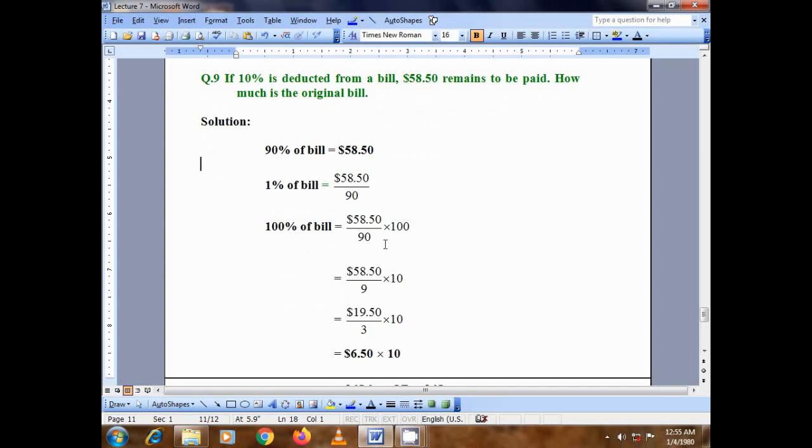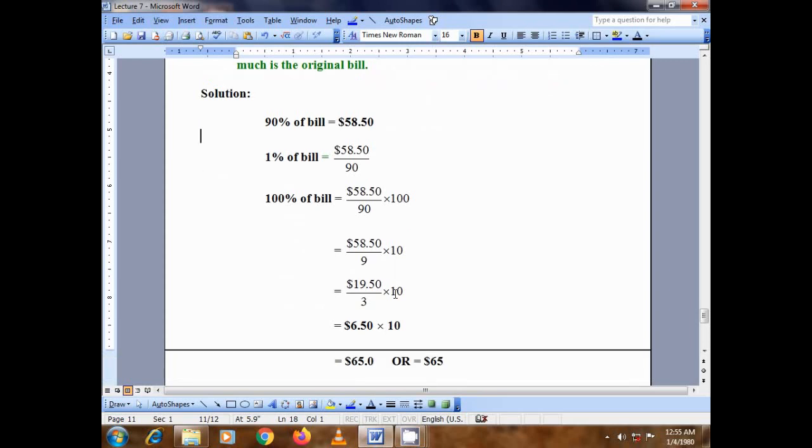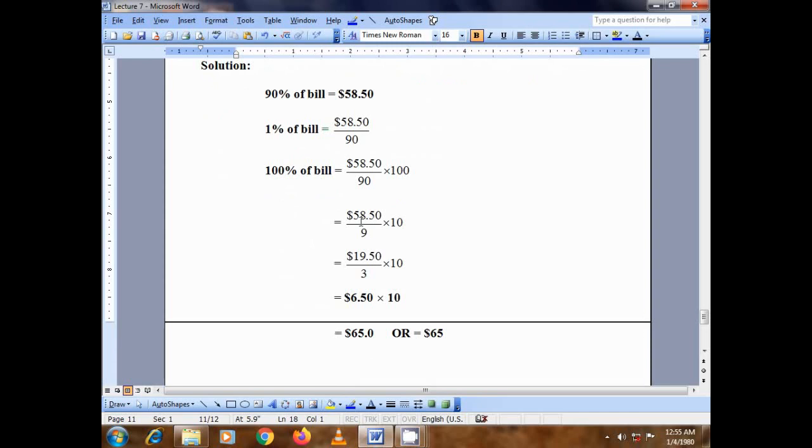Now, let's find 1% of bill. Then we will divide this $58.50 by 90. And then in the third step, let's find 100% of the bill. We will multiply this 58.50 divided by 90 by 100. Now simple calculation we have, you can cancel this 0 of 90 with the 0 of 100. The quantity remains will be 9 and 10.